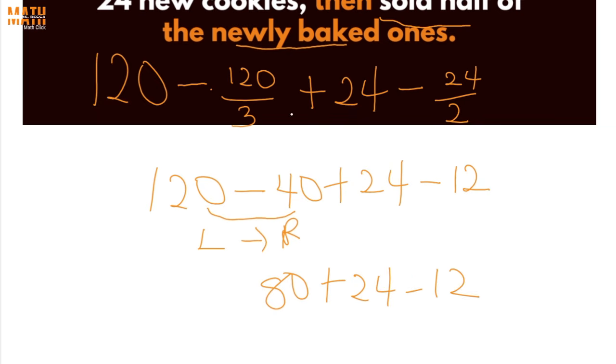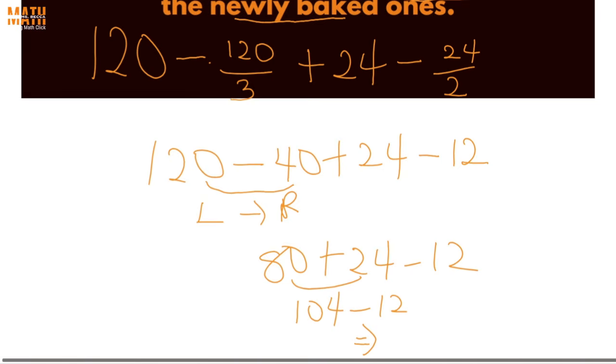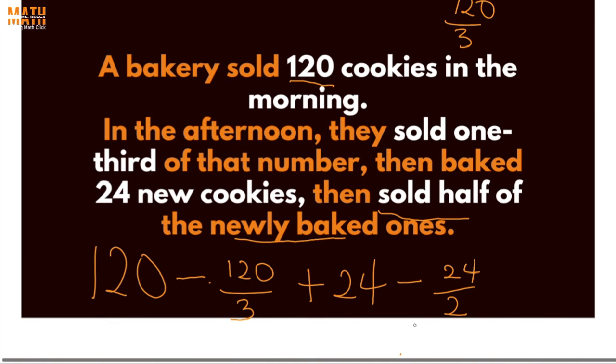Now we say 80 plus 24. This gives 104. And then minus 12. 104 minus 12 gives 92. So that means the bakery has 92 cookies left by the end of the day. At the end of the day, they had 92 cookies left.